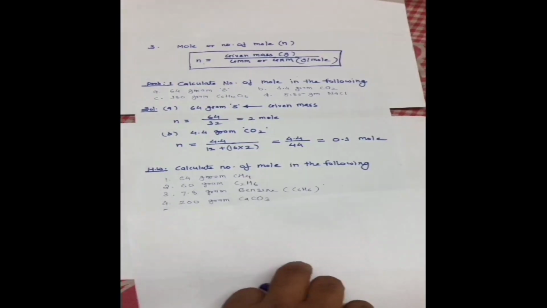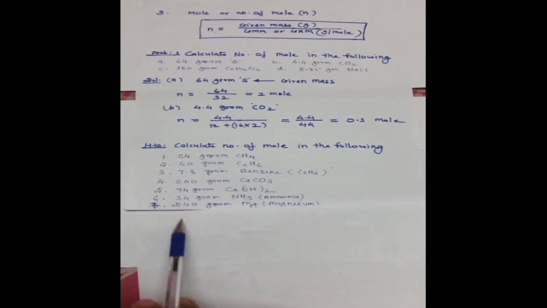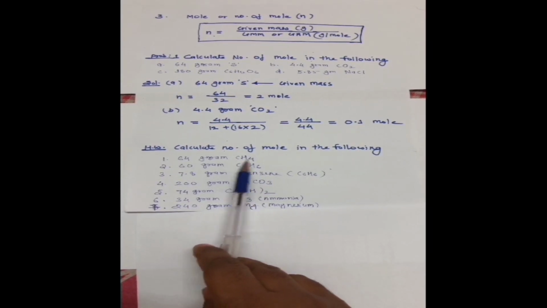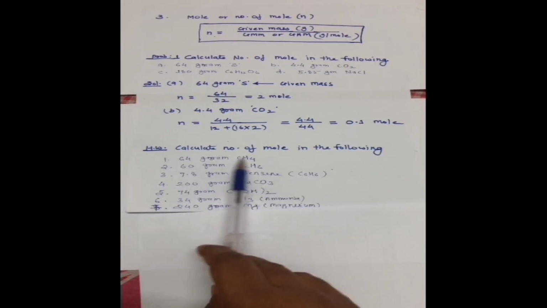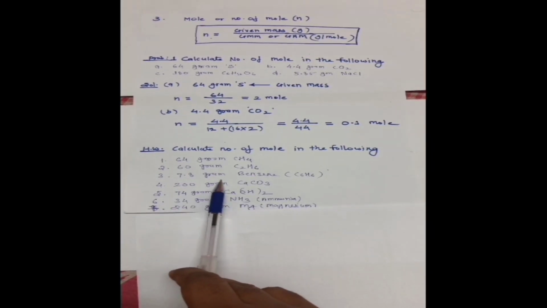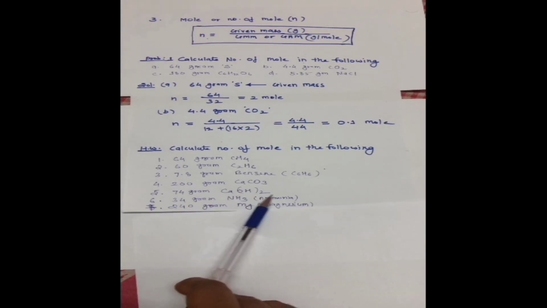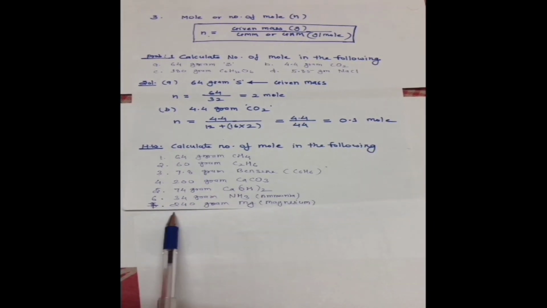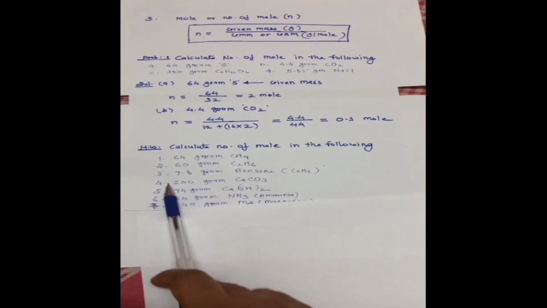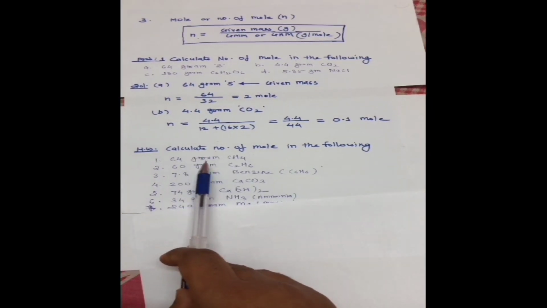Now there are some practice problems for you: calculate the number of moles in the following. You can check whether it is correct or not by solving all the questions, that is 64 gram methane, 60 gram ethane, 7.8 gram benzene, 200 gram calcium carbonate, 74 gram calcium hydroxide, 34 gram ammonia, 240 gram magnesium. Remember, all these are given masses and they are already given in gram.